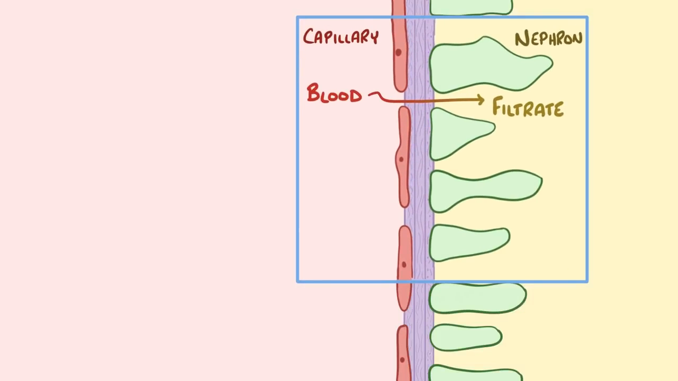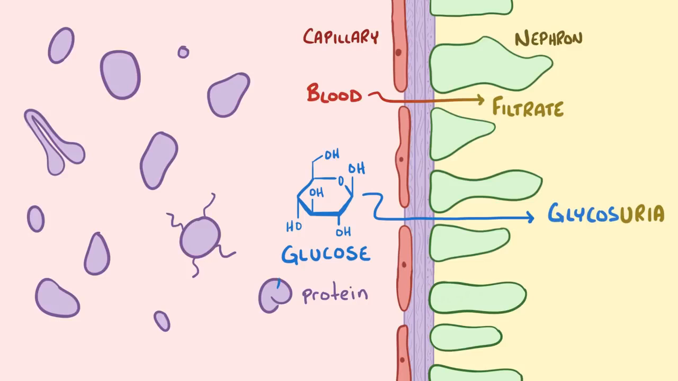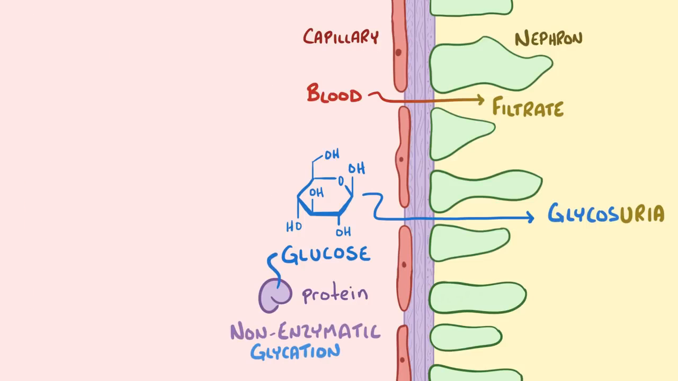In diabetes mellitus, there's an excess of glucose in the blood because it can't get into cells. And when blood gets filtered through the kidneys, some of that excess glucose starts to spill into the urine, called glycosuria. In addition, when there's a lot of glucose in the blood, it also starts sticking to proteins in the blood, a process called non-enzymatic glycation, because no enzymes are involved.